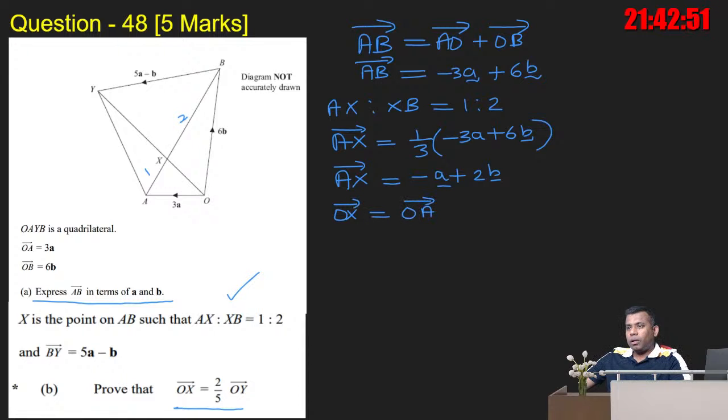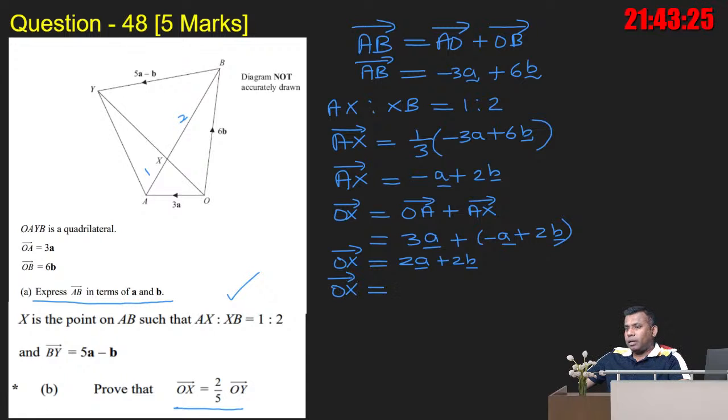Now OX equals OA plus AX. OA is 3A plus AX is minus A plus 2B. So now I can simplify. 3A take away A is 2A plus 2B. So that is the OX vector. I can factorize a little bit to make the answer in a nice format. 2 outside, A plus B. That is my equation 1.